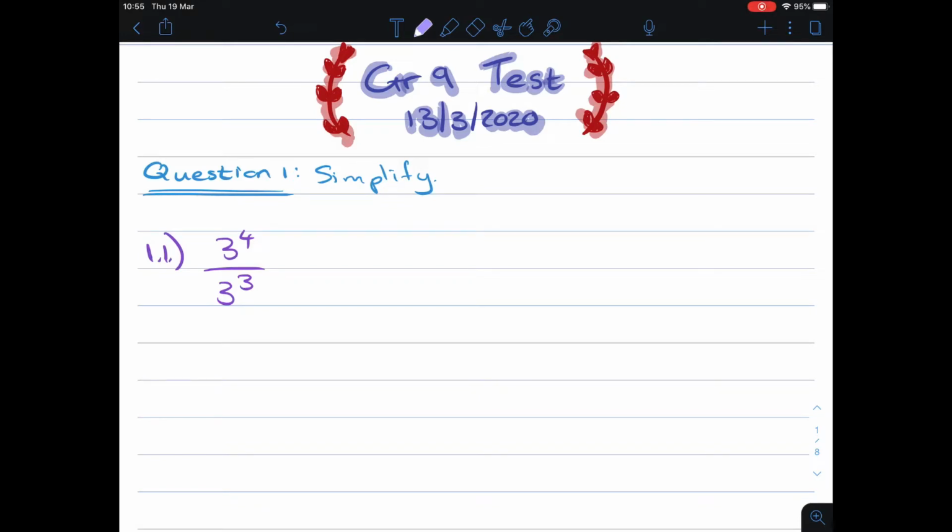So for 1.1, when I simplify this fraction, I can actually keep my base and subtract my exponents, because that's what the laws of exponents say. 4 minus 3 is 1, therefore my answer is only 3.